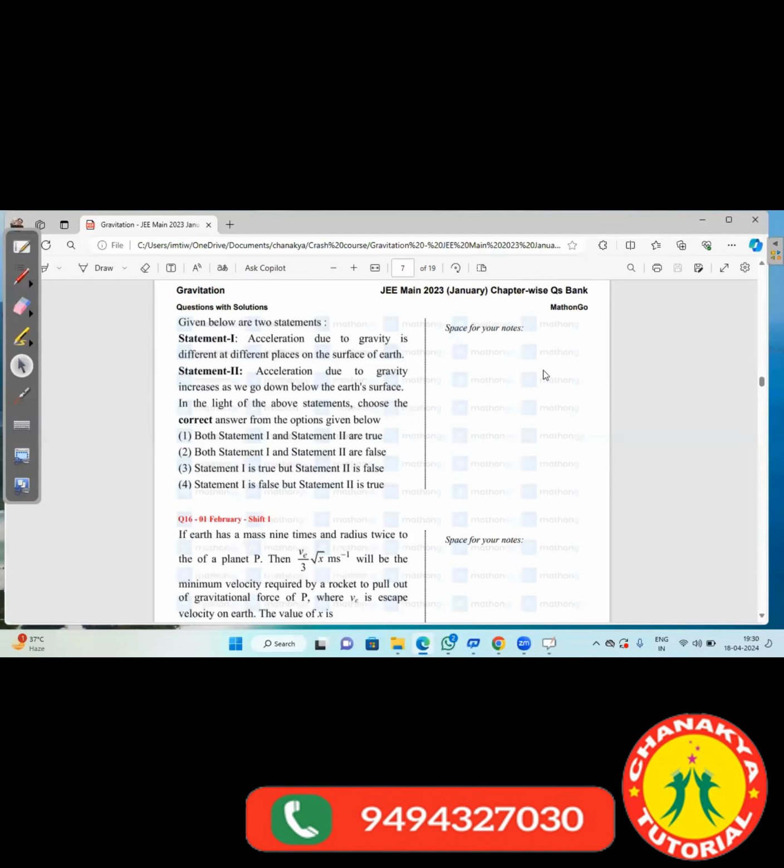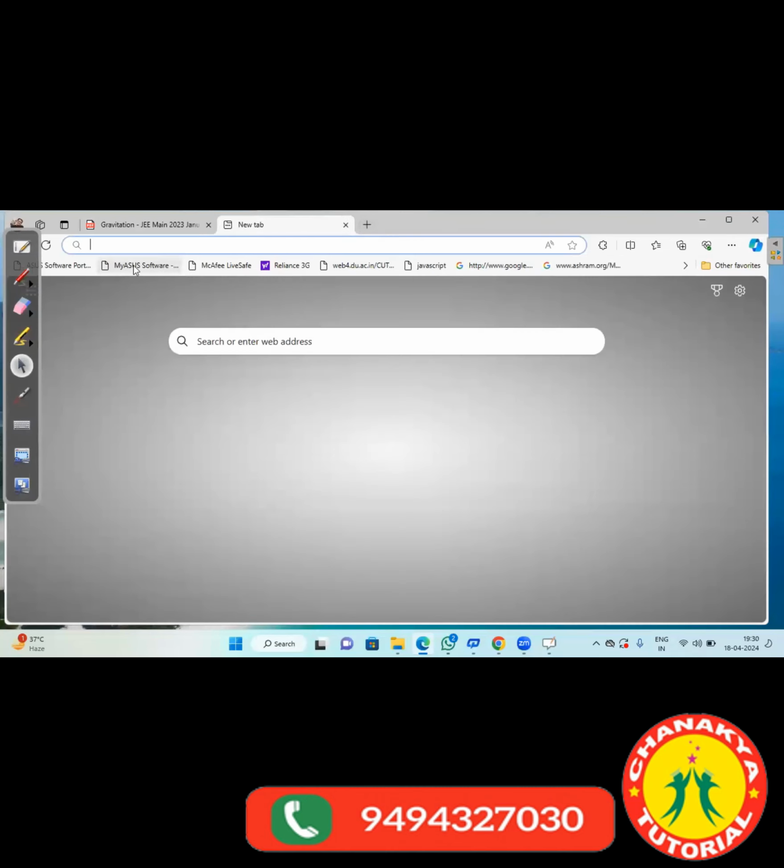Acceleration due to gravity is different at different places on the surface of Earth. So is this statement true? Yes, sir, it is true. Why is acceleration due to gravity different at different places on the surface of Earth? The acceleration depends on the latitude.